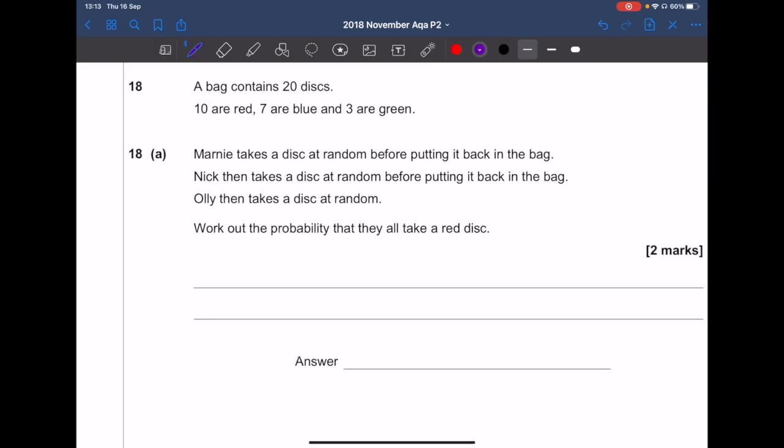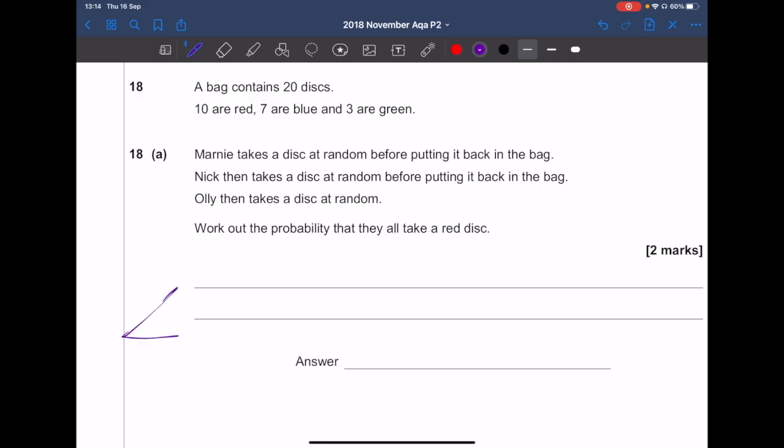Question 18. A bag contains 20 discs. 10 are red, 7 are blue, and 3 are green. That's what you've got. Manny takes a disc at random before putting it back in the bag. Nick takes one and puts it back in the bag. And Ollie then takes a disc at random. So they all put it back in the bag as a replacement. Work out the probability that they all take a red disc.